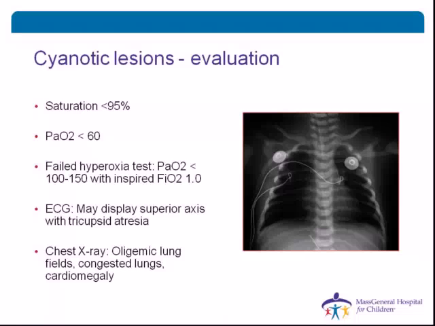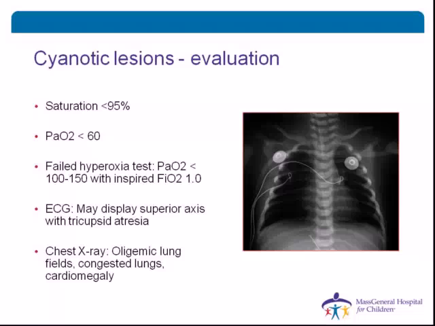Sometimes a clinician may be faced with an infant that is cyanotic. This either may be from the testing for the newborn screen or a presentation immediately following birth. Cyanotic lesions indicate saturations less than 95% on room air, or a PaO2 on arterial blood gas of less than 60. Again, they may have failed a hyperoxia test, which is a PaO2 of less than 100 to 150, with an inspired fractional oxygen of 100%.